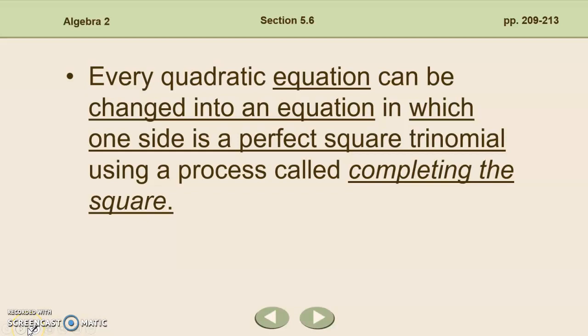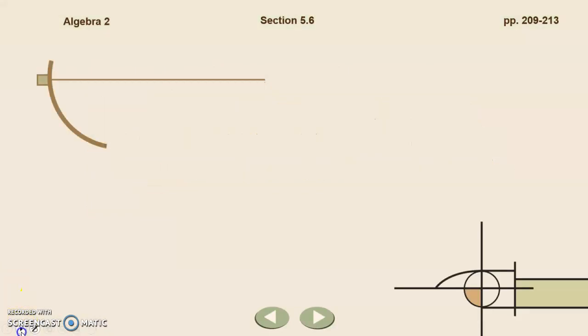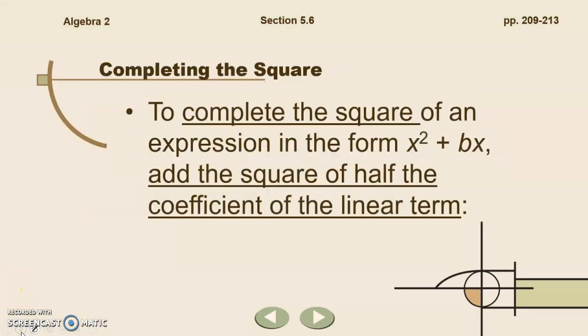Every quadratic equation can be changed into an equation in which one side is a perfect square trinomial, using a process called completing the square. Every single equation can be changed into that perfect square trinomial, which means that we can use what we already know about square of a difference and square of a sum to solve for x. Let's take a look at what this looks like.